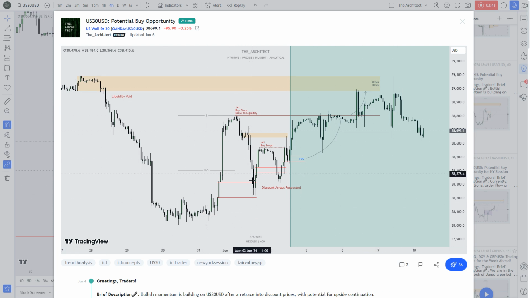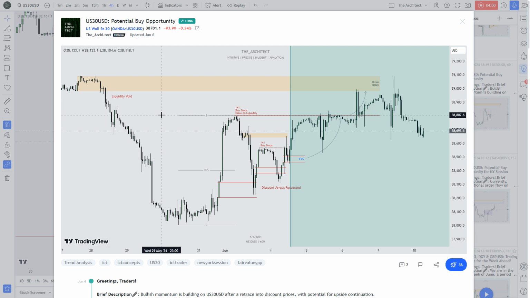What was happening in price is we got a market structure shift here. We got a heavy bullish movement of price towards the upside, a retracement into discount price action, right? And why was I anticipating a bullish move towards the upside? The reason for that was this liquidity void.